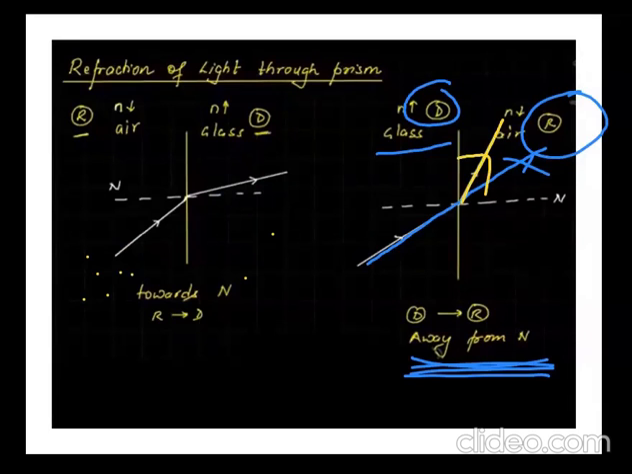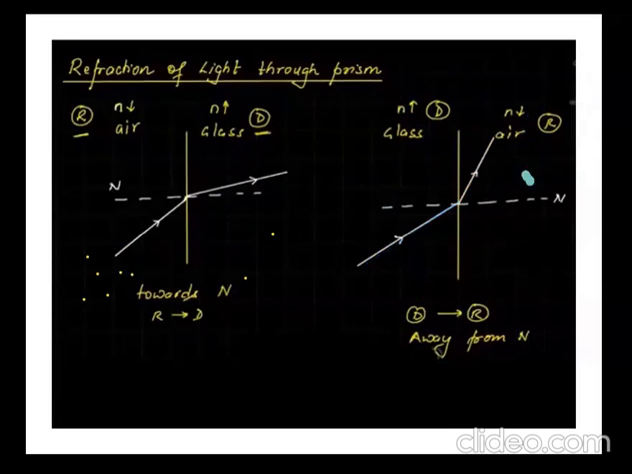So this is your revision of refraction: when the ray of light goes from a rarer to a denser medium, it is going to bend towards the normal, and when the ray of light goes from a denser to a rarer medium, it is going to get refracted away from the normal, right children? So this is about your refraction.